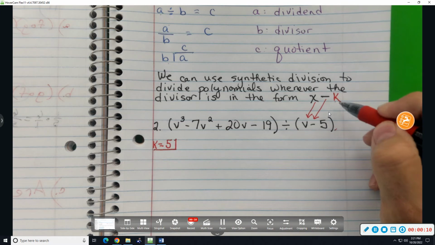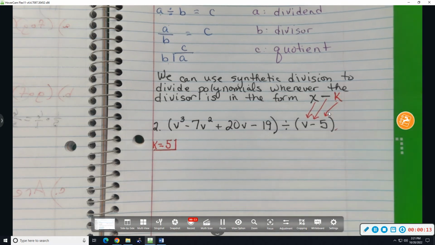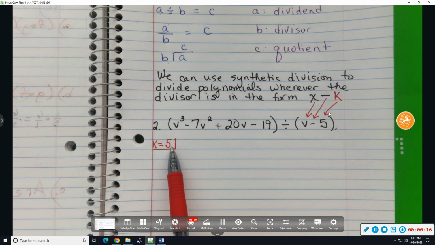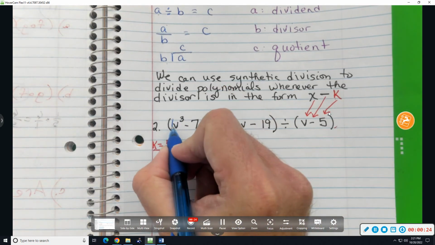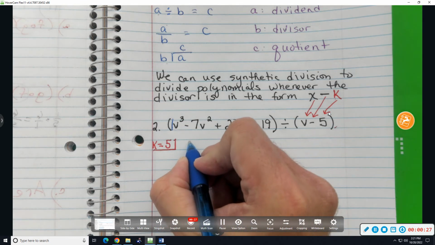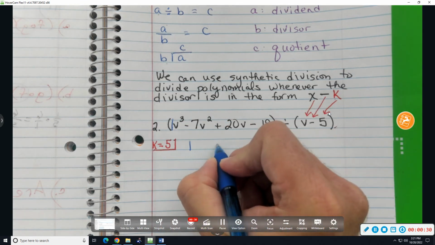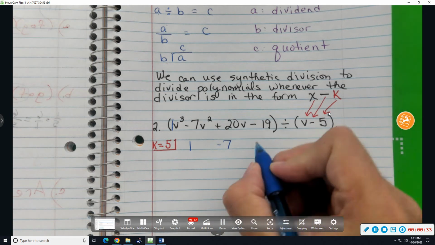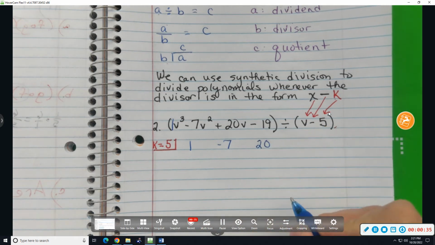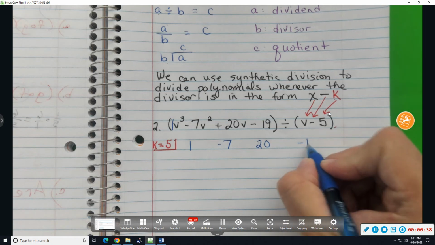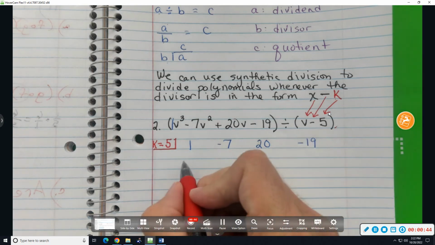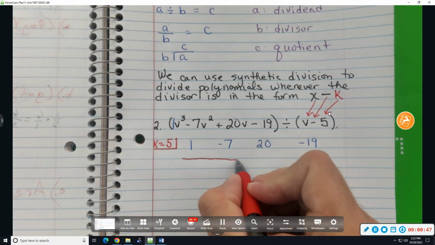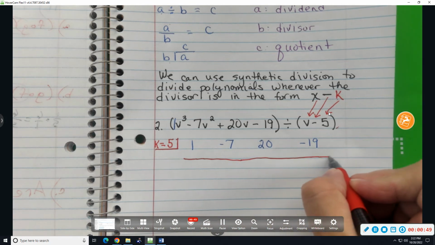And we're setting up synthetic division. So the first line, you write K equals whatever the K value is. And then across here, we're going to write the coefficients. The coefficients are the numbers in front of the variables. There's a 1v cubed minus 7v squared plus 20v minus 19. I'm going to draw a horizontal line right here that looks like a big equal sign.